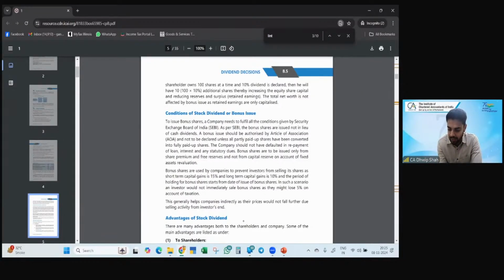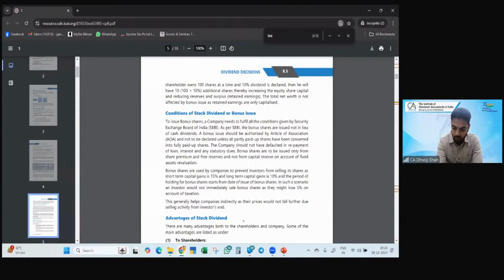Can you read here? As per SEBI, the bonus shares should be authorized by articles of association. This is the first condition. Second, bonus shares cannot be declared unless all partly paid shares are converted into fully paid shares. Third, there must not be any default in repayment of loan, interest and statutory dues. This is the third compliance. Fourth, as I said, bonus to be issued only from free reserves, nothing from capital reserves or asset revaluation.